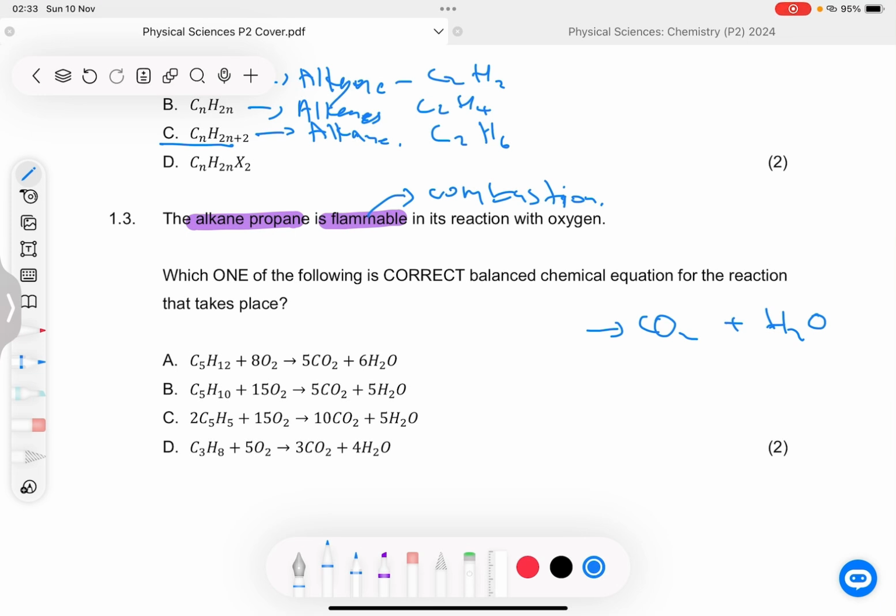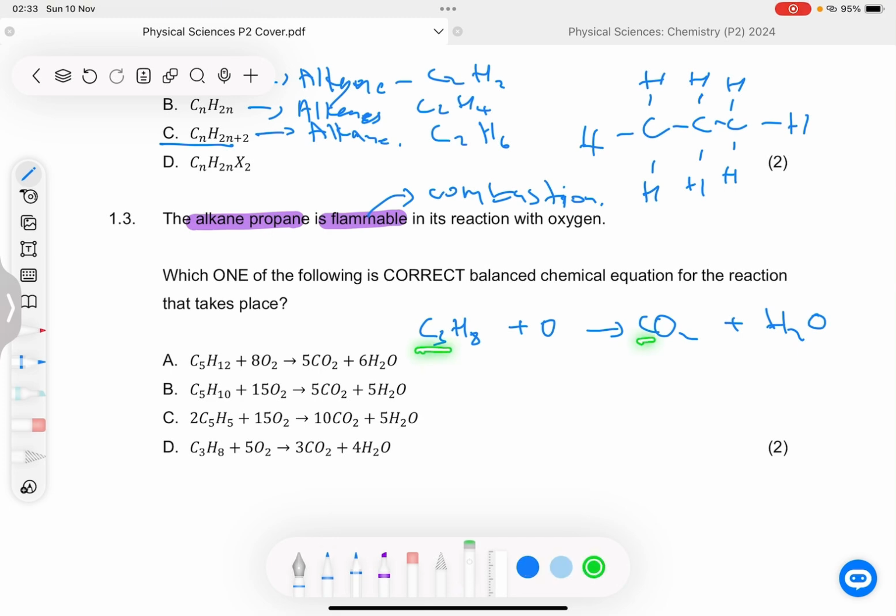So propane is made up of 3 carbons, so it will be C3H8. Because if you have 3 carbons like that, it will be attached to 8 hydrogens: 1, 2, 3, 4, 5, 6, 7, 8. That's why I'm writing it as C3H8. But of course, here it reacts with oxygen.